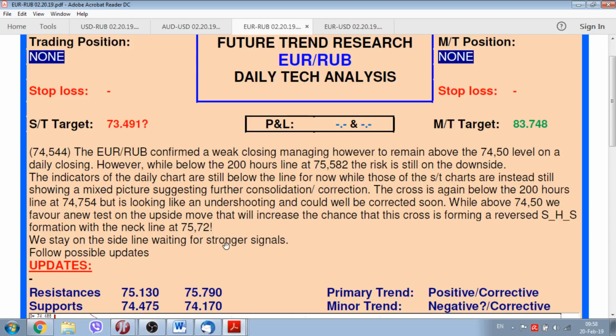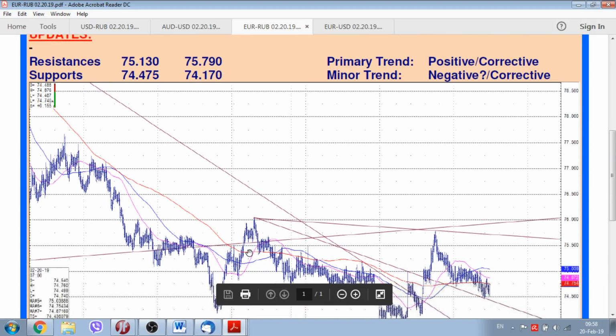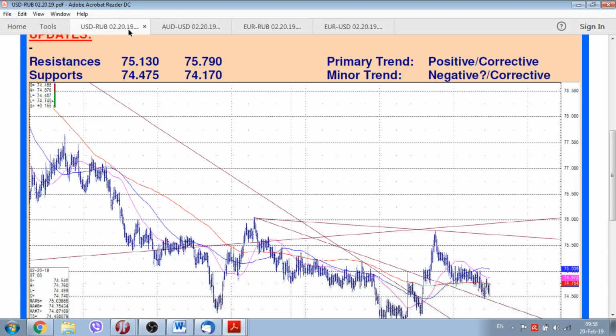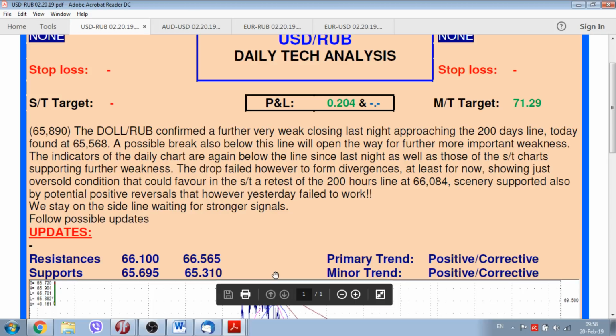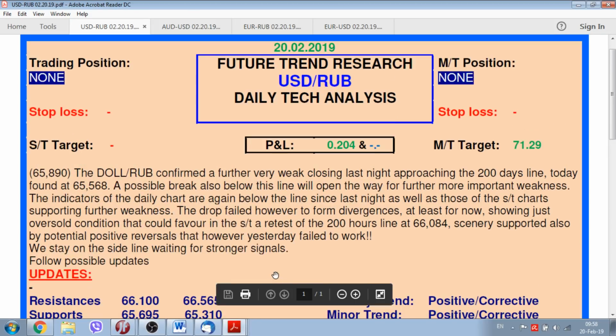While above 74.50, we favor a new test on the upside, a move that will increase the chance that this cross is forming a robust shoulder-head-shoulder formation with the neckline at 75.72. At the moment, Future Trend Research prefers to stand aside on the sideline waiting for stronger signals. 75.13, 75.79 are the resistances at the moment, with supports at 74.50 and 74.17.